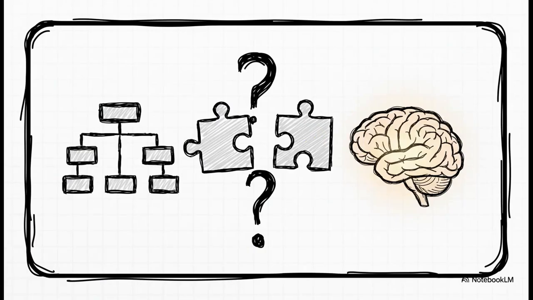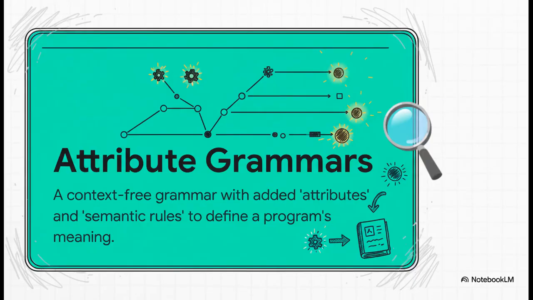So that leads to the obvious next question, right? We found a formal system, BNF, to lock down syntax. Is there something like that for semantics? Is there a formal way to attach meaning directly onto our grammar rules? And thankfully, the answer is yes. One of the most powerful ways to do this is with something called attribute grammars.